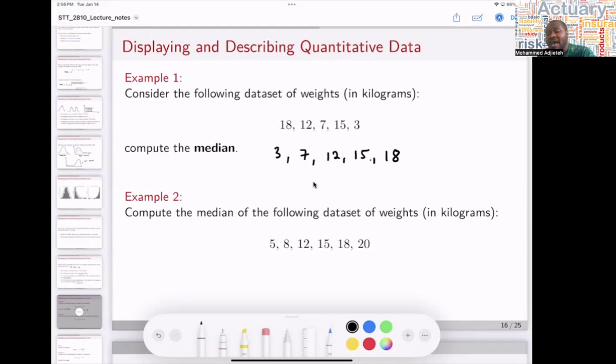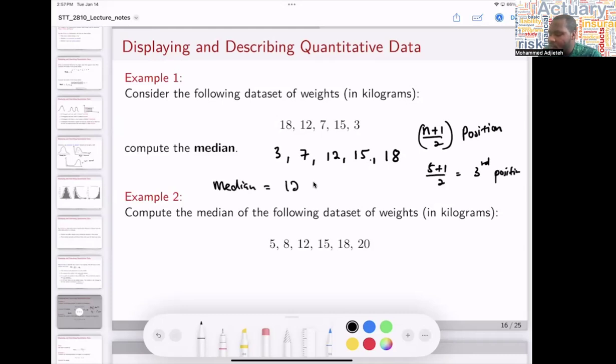And so to be able to find the median, we want to do the n plus 1 over 2 position. And then n is 5. And so 1, 2, 3, 4, 5. And so the median is going to be 5 plus 1 divided by 2, which is equal to the third position. And so then the median is what? 12. 12 kg. Right.